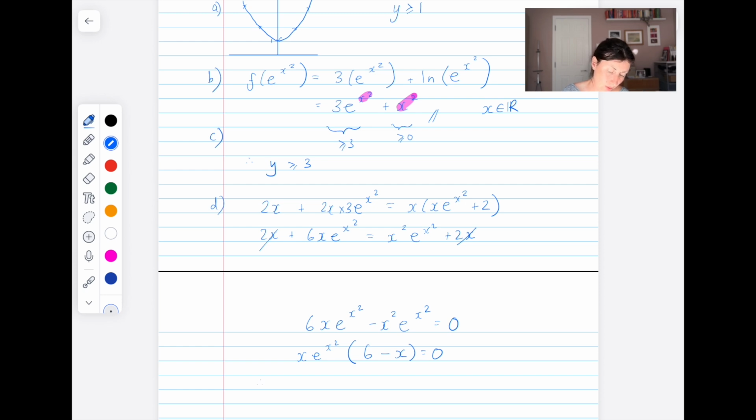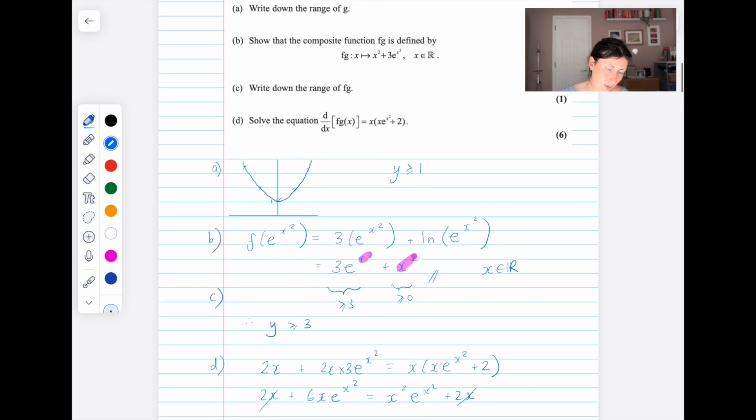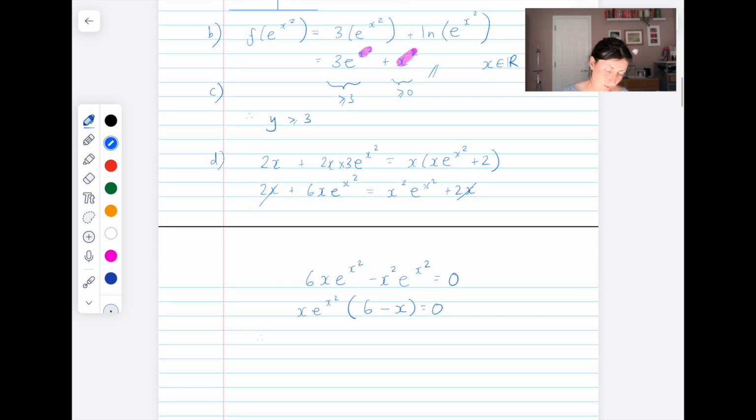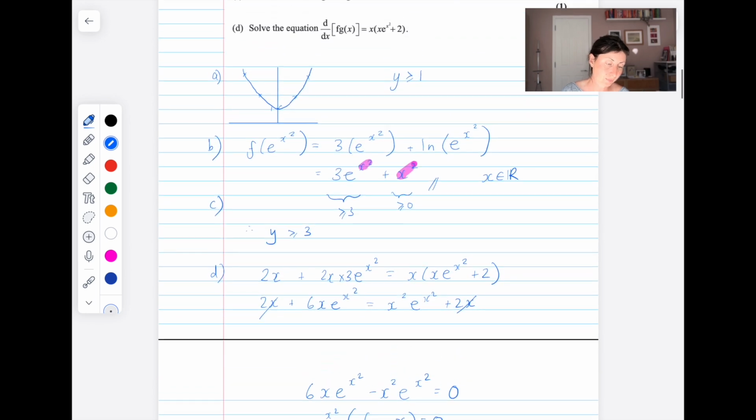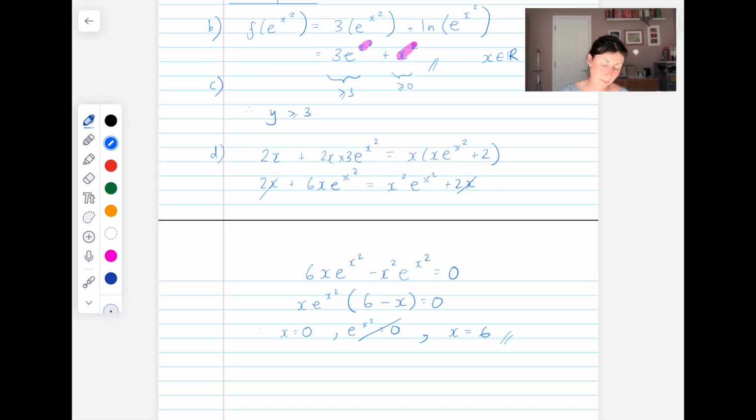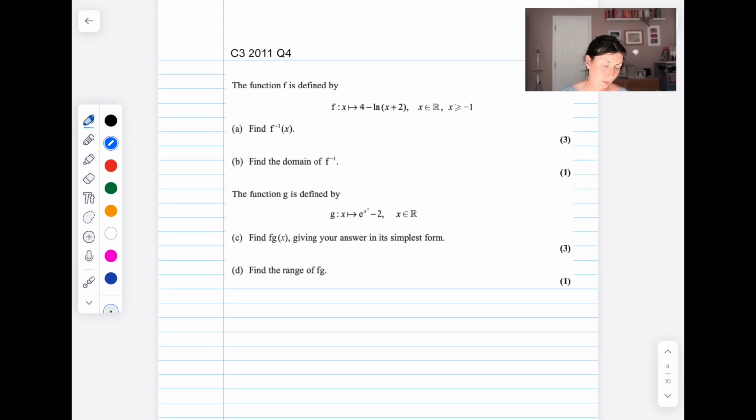So we've got some solutions. Solve the equation. So we have x equals 0, e to the x squared equals 0, x equals 6. e to the x squared equals 0, so if you ln both sides, you're going to get ln 0, which is no solution. So I'll put a neat line through that. Okay.